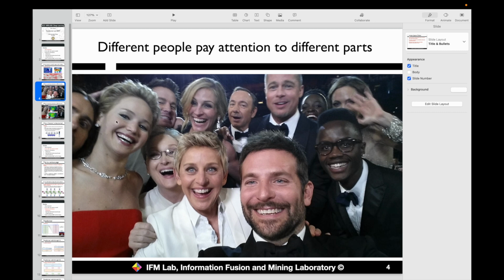Actually, in the real world, different people will pay different attention to different parts. In this page, we show you an image which was taken during the Oscars, if I remember correctly, in previous years, right?